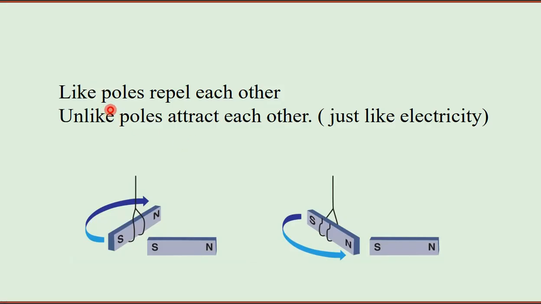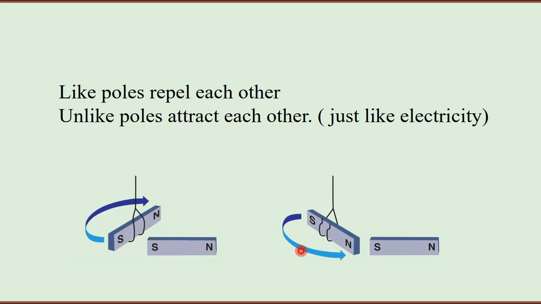Okay, like poles repel each other. Unlike poles attract each other. Just like electricity. For example, we have a bar magnet here fixed. If you suspend another bar magnet and you leave it, or you bring it close to this fixed bar magnet, because S and S repel each other, it will rotate like this so that S will be far from S and N will get closer to it.